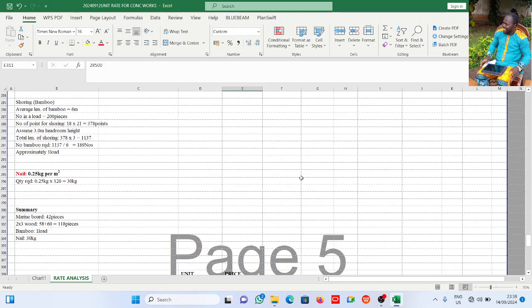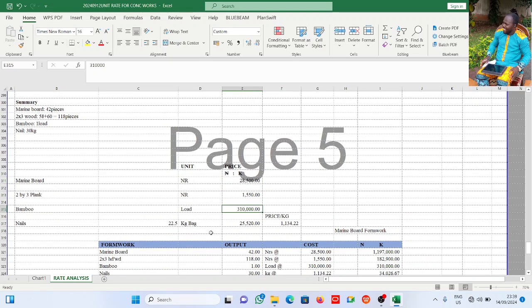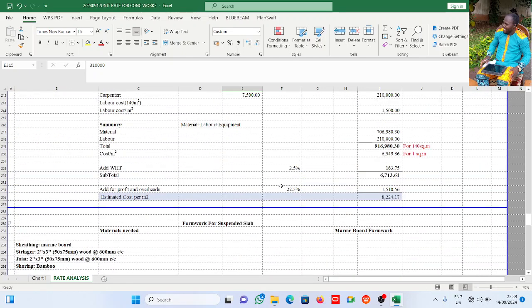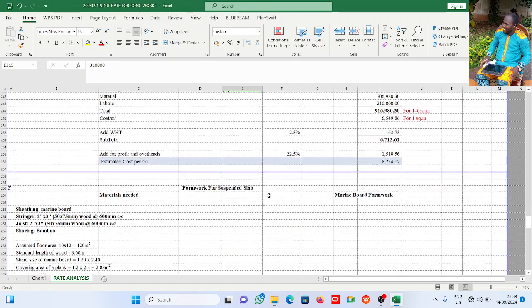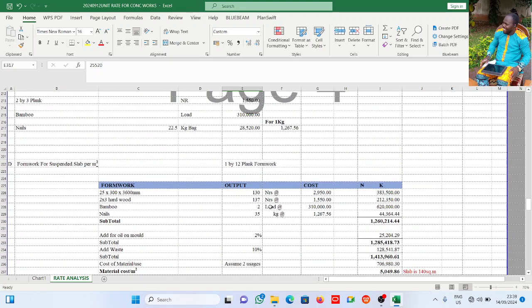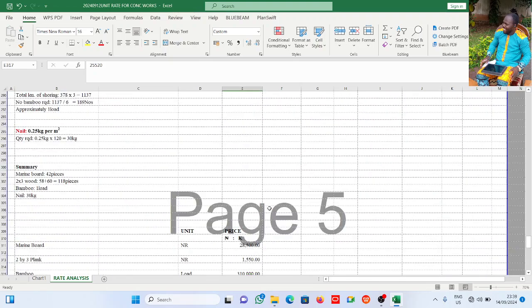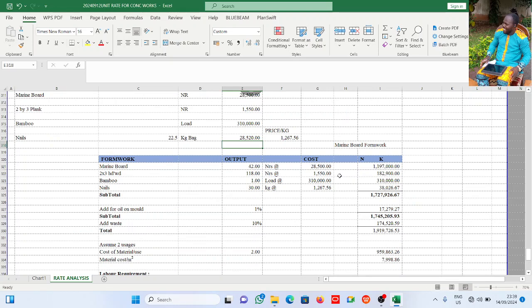Now the marine board is 28,500, which is why that one was cheaper. Plank remains the same, bamboo remains the same, 22 kg bag for 25,520. Now we're having 1,01342. All right, let me match it here. Okay, this is 28.5, and the price is 28,520. All right, so this is what we have, and the process remains the same. 42 numbers gives us this.